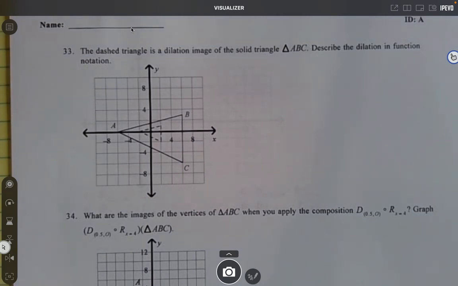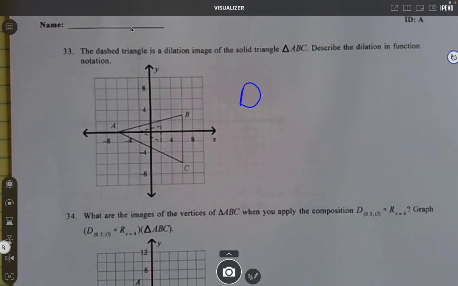All right, it looks like there's one like 33. Okay, so it says, it wants it in function notation. Okay, so all they want is for us to say it's a dilation. So I'm going to write this on here. So I've got, I don't think y'all can see green. A dilation, we have to find what that scale factor is.